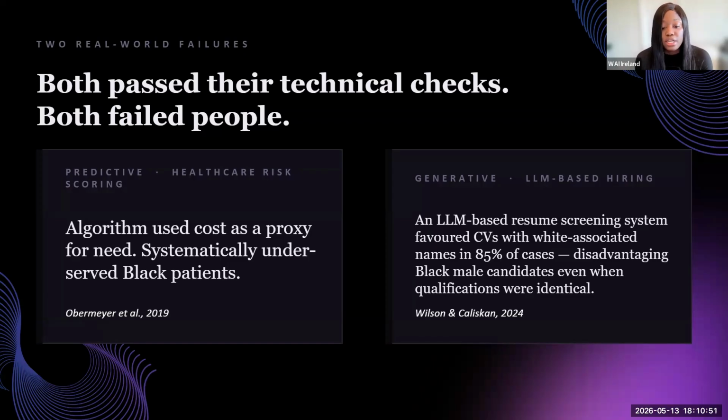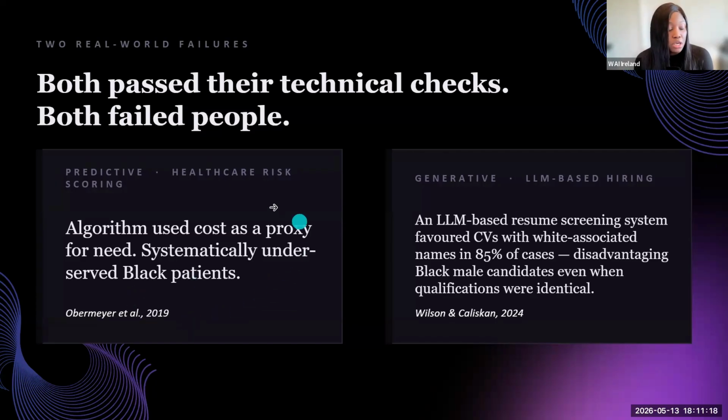Why? Because essentially the algorithm used healthcare cost as a proxy for need. And historically, less money had been spent by Black patients in the US, regardless of their health status. So the system was prioritizing healthier white patients over sicker Black ones because it mistook wealth for health.